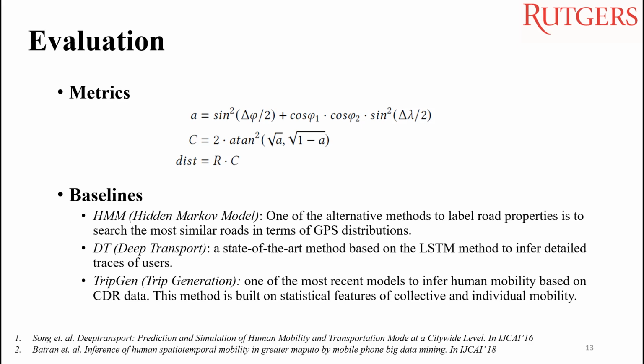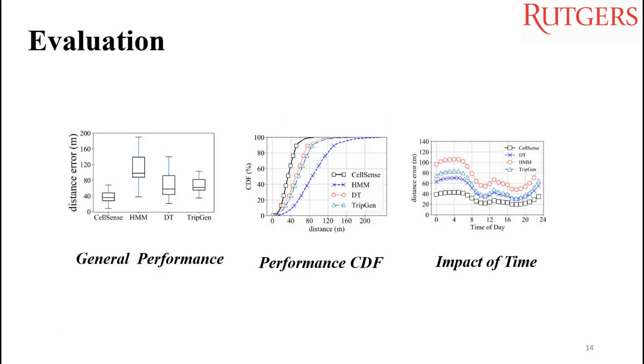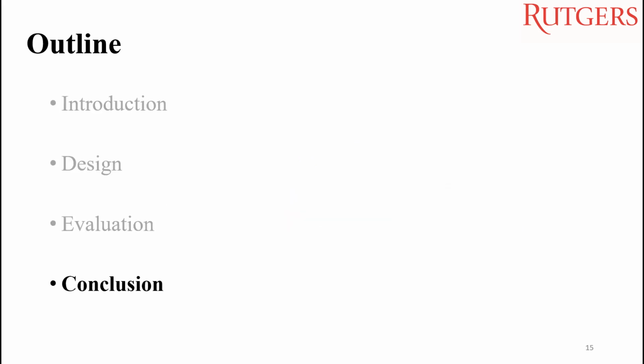The metric we use is geographic distance to estimate the estimation error. We have 3 baselines. One is hidden Markov model. Second one is DeepTransport, based on an LSTM model. Third one is TraitGen, a trait generation method based on the statistical features of the user mobility. So that's the evaluation result. We find our model can always show a lower estimation error.